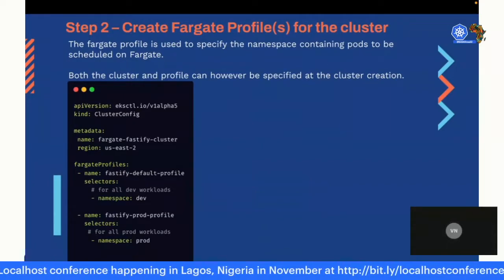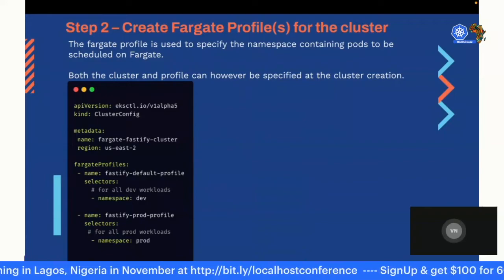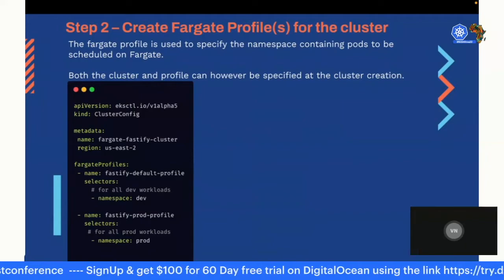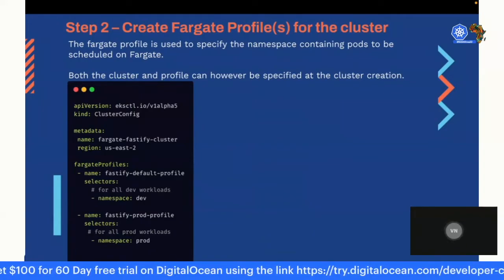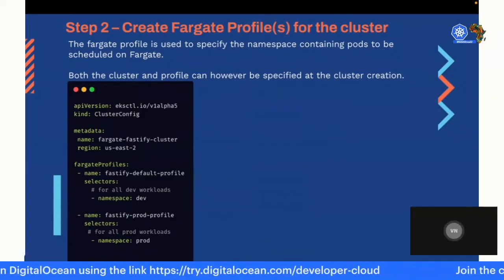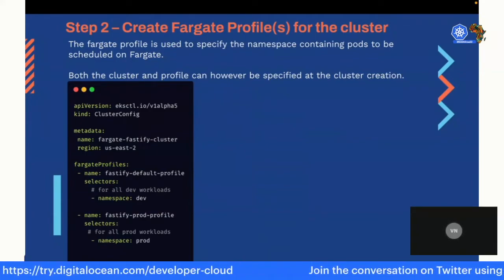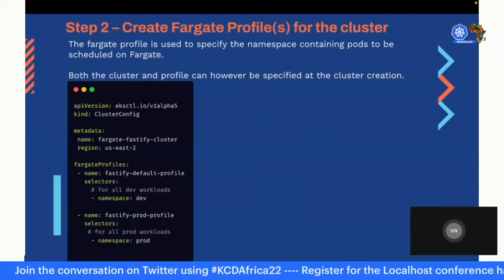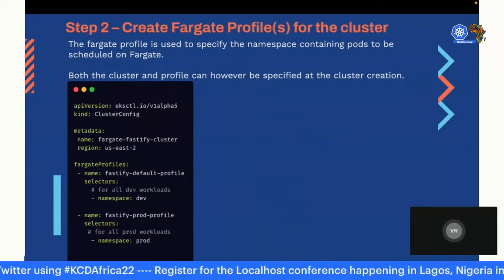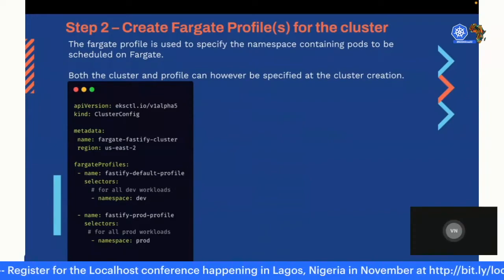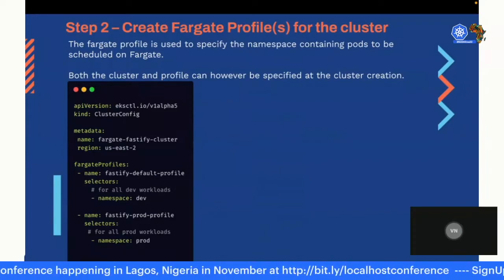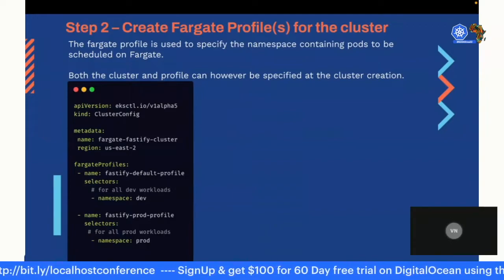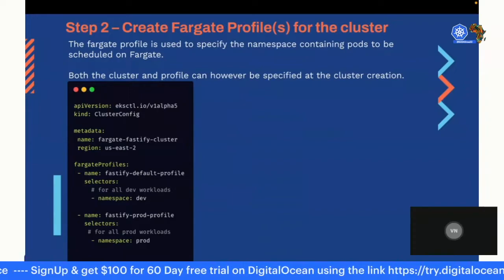So within this section here, within the Fargate profiles field, I have two profiles being specified. First is the fastify-default profile with a namespace selector. Then the second one is the fastify-prod profile. So like I said earlier on within this talk, in a single cluster, you can have several profiles for several environments that you have within your application. Here I have the default environment, which is dev, and I have the second one, which is prod.